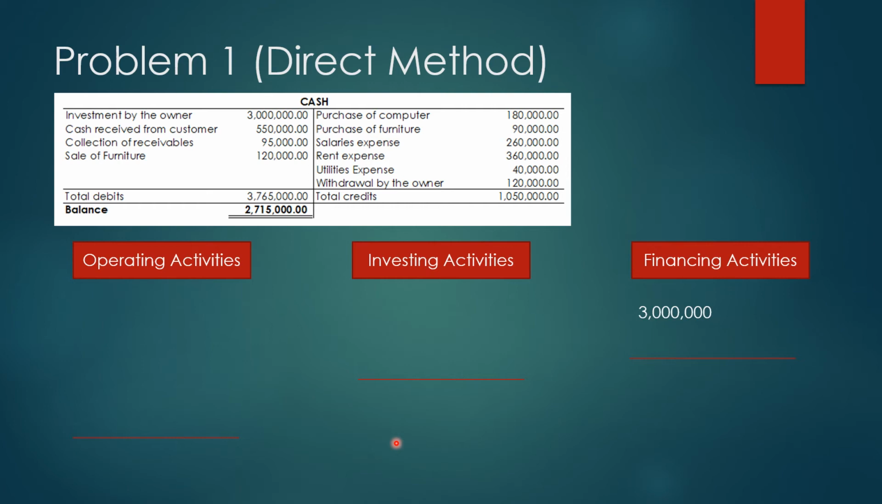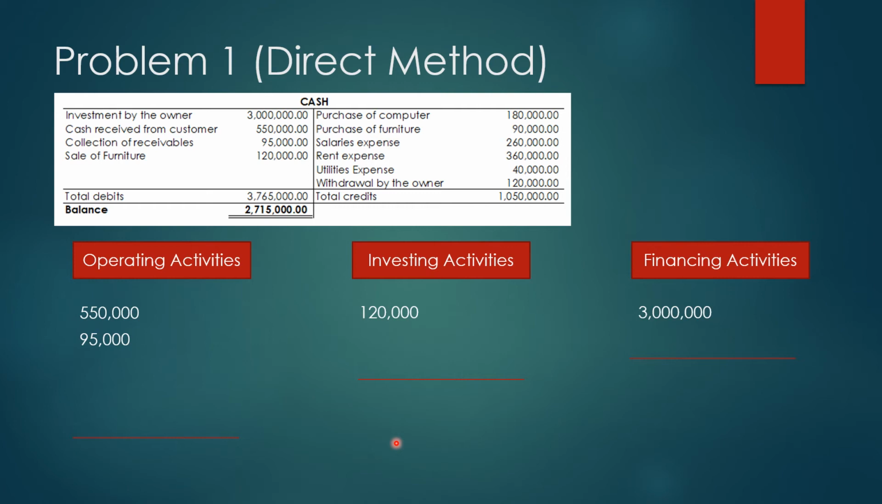Next, cash received from customer. So, customer, meaning it's the main line of business of the company. So, the 550 goes under operating. Collection of receivables. So, if these are receivables, basically from customers also, so operating activity. Sale of furniture. Again, furniture is a non-current asset. Non-current asset activities are investing activities. So, here we go into investing activities. So, we're done with all the cash inflows.